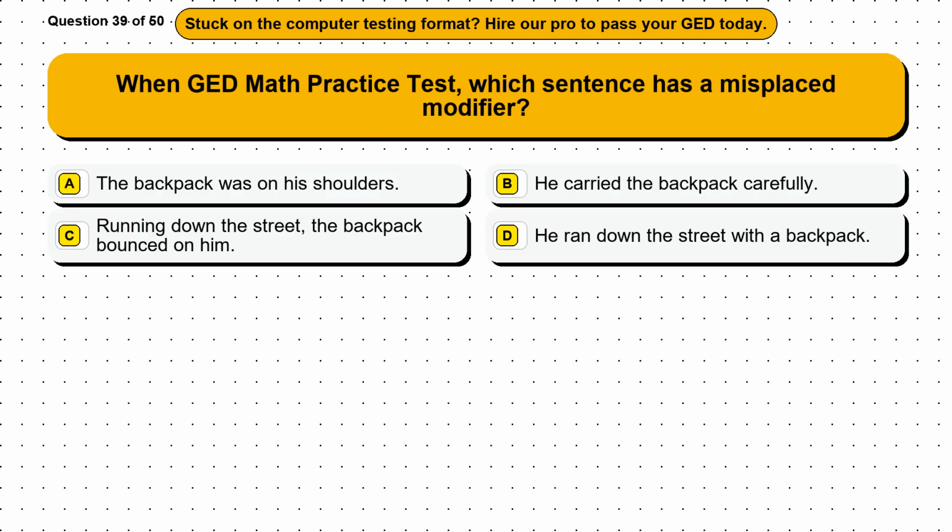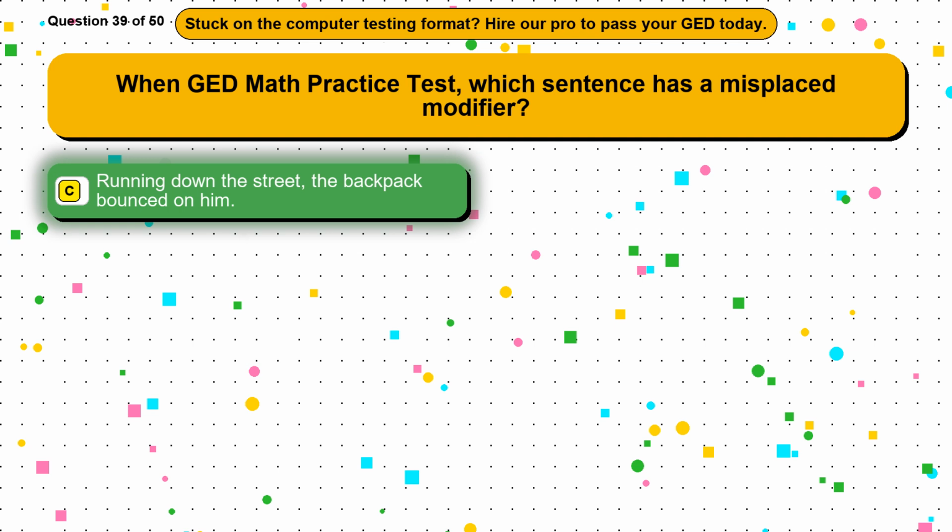Question 39. When GED Math Practice Test, which sentence has a misplaced modifier? Option A. The backpack was on his shoulders. Option B. He carried the backpack carefully. Option C. Running down the street, the backpack bounced on him. Option D. He ran down the street with a backpack. The correct answer is option C.